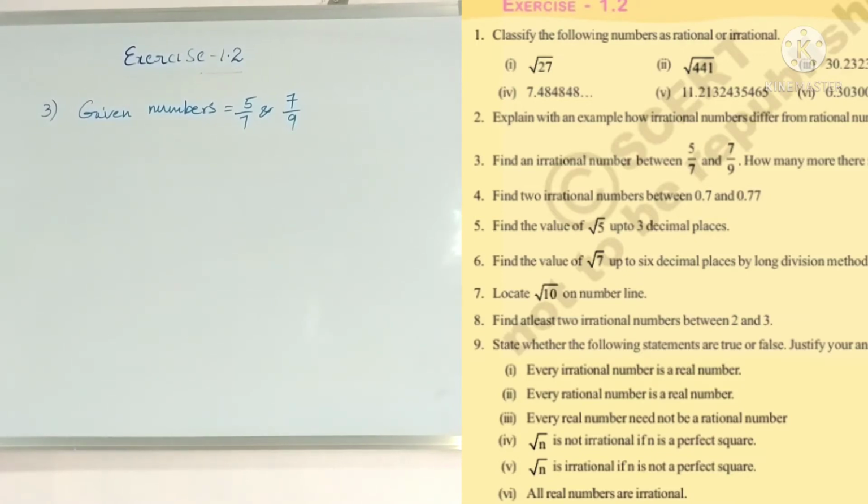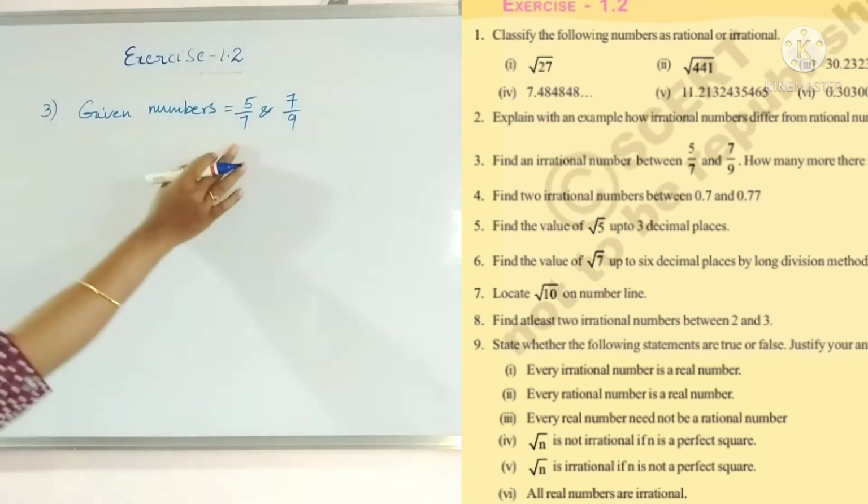Now we will see our third problem. The problem is: find an irrational number between 5 by 7 and 7 by 9. How many more there may be? Okay. Here in the question they are asking just to find an irrational number. That means only one irrational number between these two numbers. Clearly these are rational numbers, right?